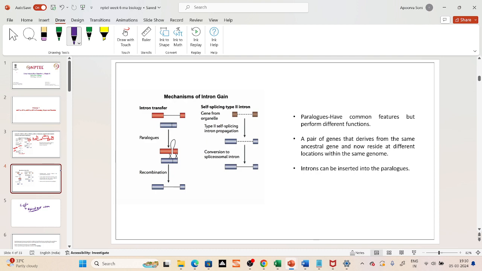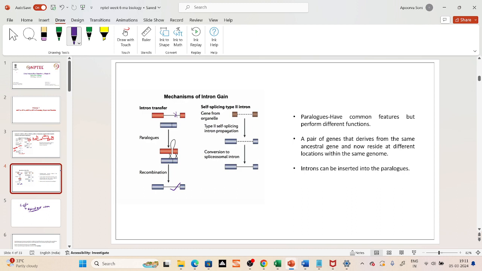So if this is a paralog, this is your exon with the intron. You can see this intron will loop out between these two genes, because they are paralogous genes, they have sites, so they will homologously recombine. Now this intron is cut from here and transferred to the other paralogous gene. So this is another mechanism of intron gain.